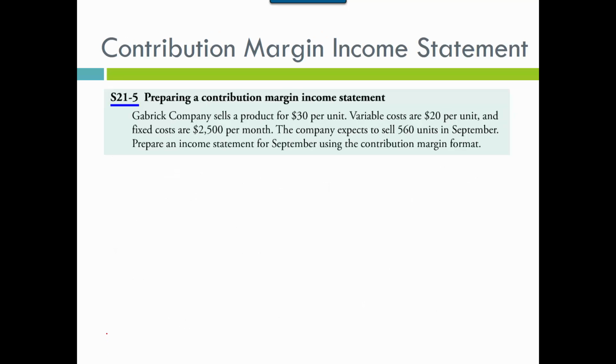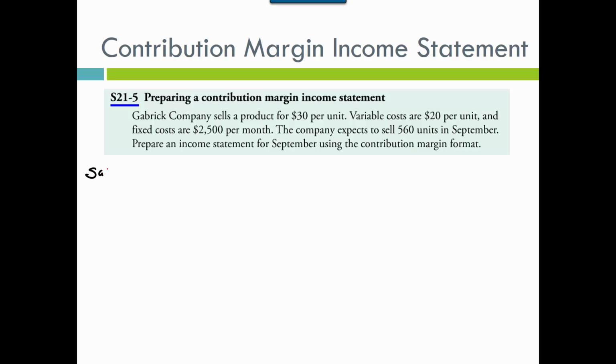Okay, here's another one. Gabrick Company sells a product for $30 a unit. Variable costs are $20 a unit. Fixed costs are $2,500 a month. The company expects to sell 560 units in September. Prepare an income statement for September using the contribution margin format. So I'm going to start with the income statement because that's what this one tells you to do. But then I'm going to show you two other ways to get to the same operating income.